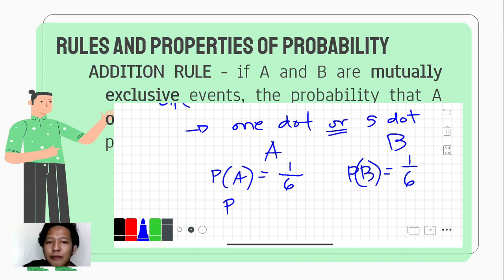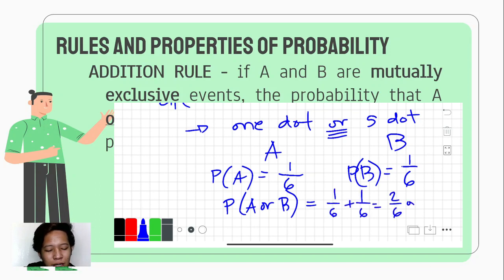Okay, so now, how do we get the probability of getting 1 dot or 5 dot? Ito po ang tatandaan. Kapag or, ibig sabihin addition rule po siya. Okay? So, the probability of getting 1 dot or 5 dot is we just add their probabilities. That is 1 over 6 plus 1 over 6. So that would be 2 over 6 or 1/3. So the probability of getting a 1 dot or a 5 dot sa ating fair six-sided die is 1/3. Okay, so that's how we illustrate our addition rule.